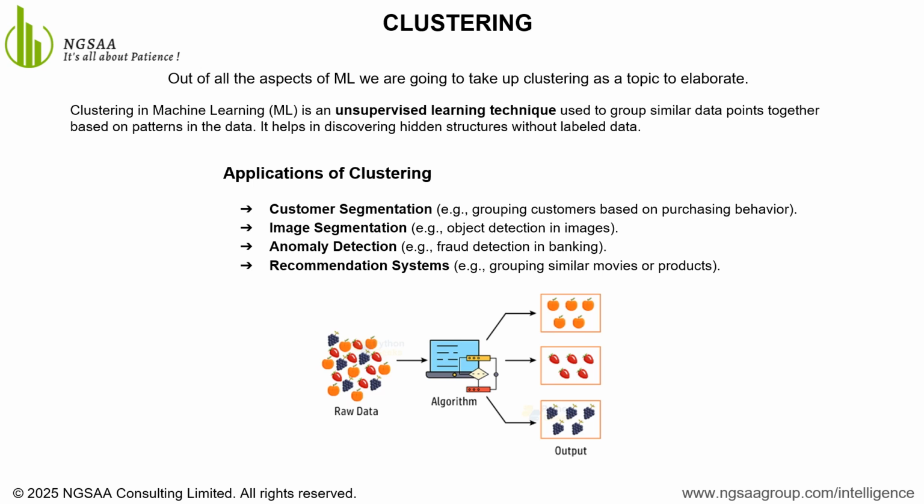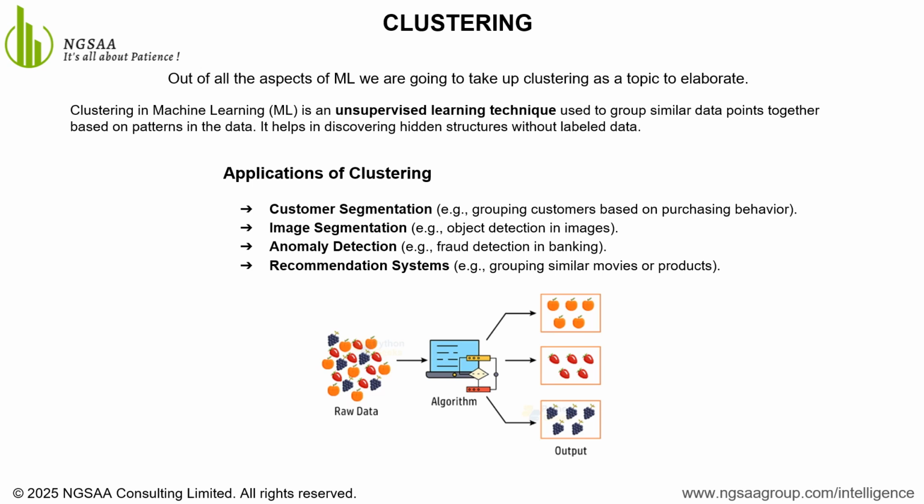Helps in targeted marketing and personalized recommendations. 2. Image segmentation. Used in computer vision to detect objects in images. Example, face recognition, medical image analysis. 3. Anomaly detection. Identifies fraud or unusual behavior in banking and cybersecurity. Example, detecting fraudulent credit card transactions.